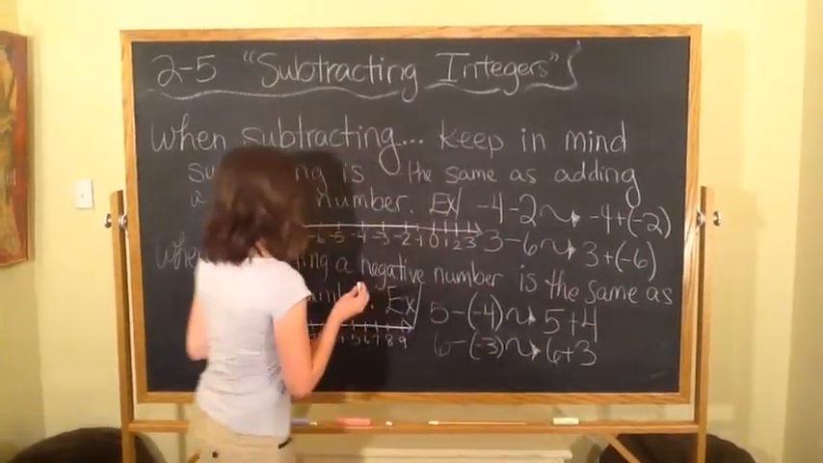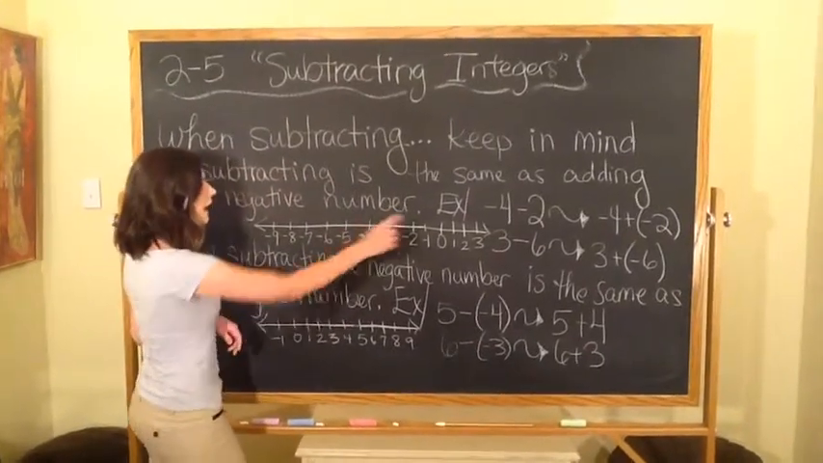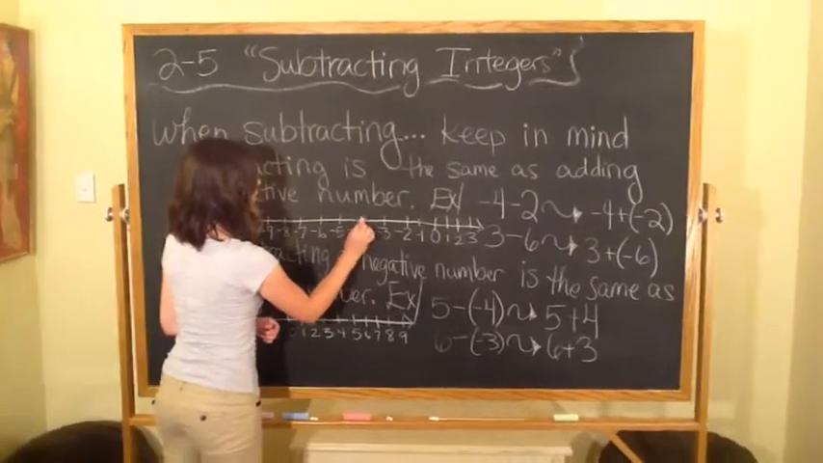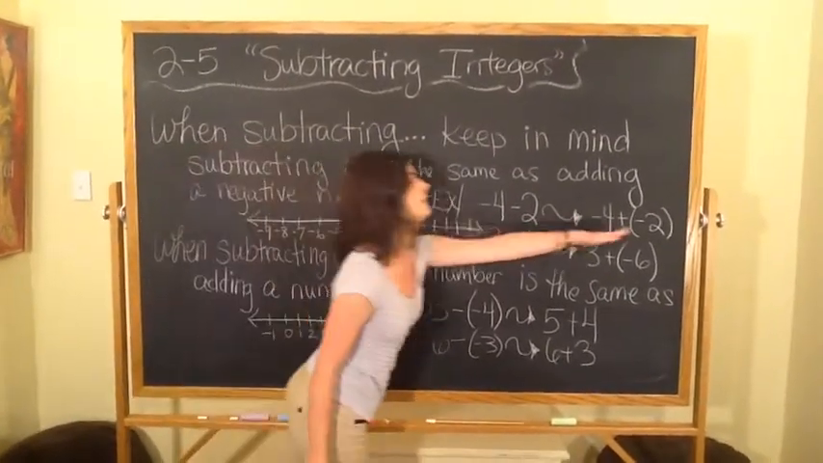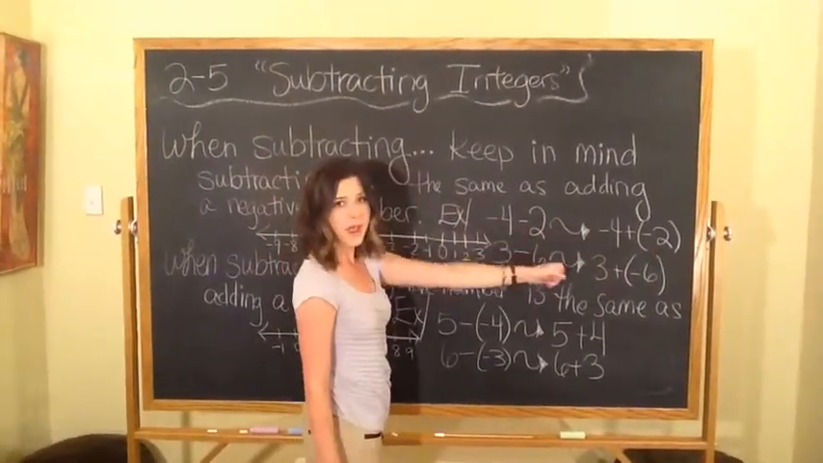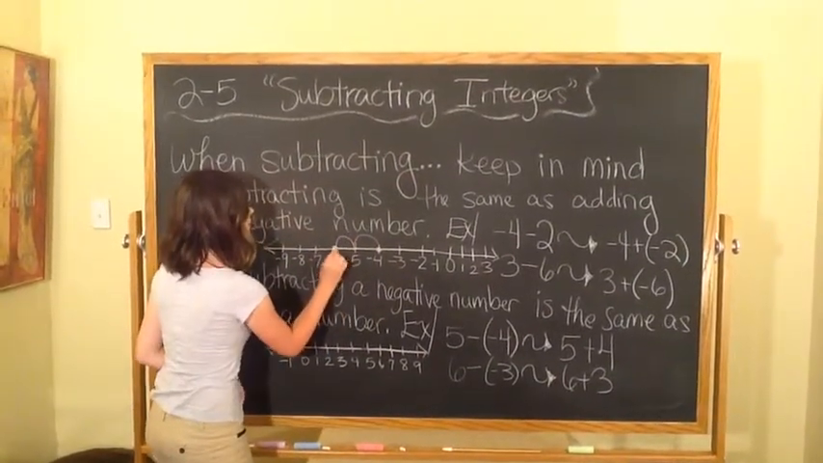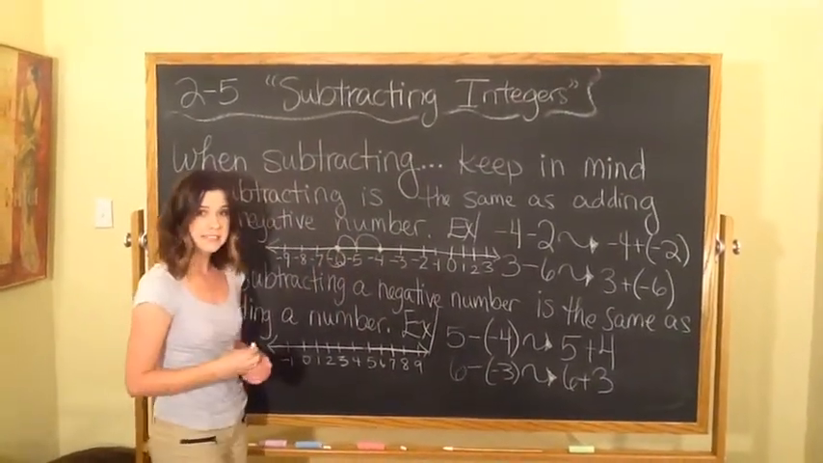Let's look at that on the number line. I'm going to start at -4, and add -2, or take 2 away, however you want to say it. We go over 1, 2, and you'll see that our answer is -6.